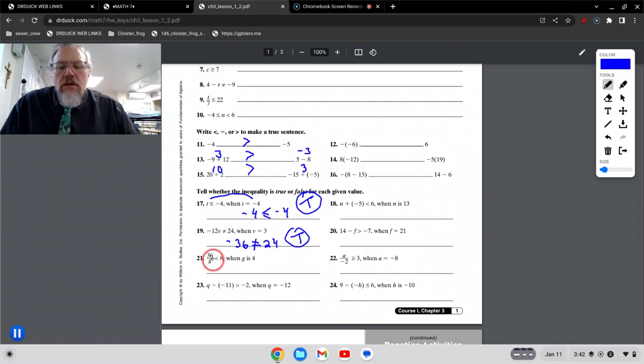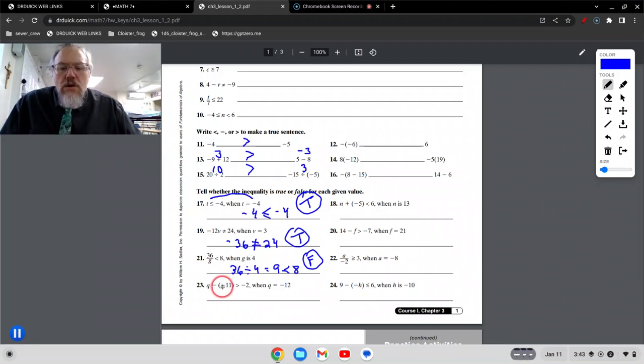That's not bad. 36 divided by g, and g is 4. So I do 36 divided by 4. Well, that's going to give me 9. Is 9 less than 8? No, that's false. That does not make sense.